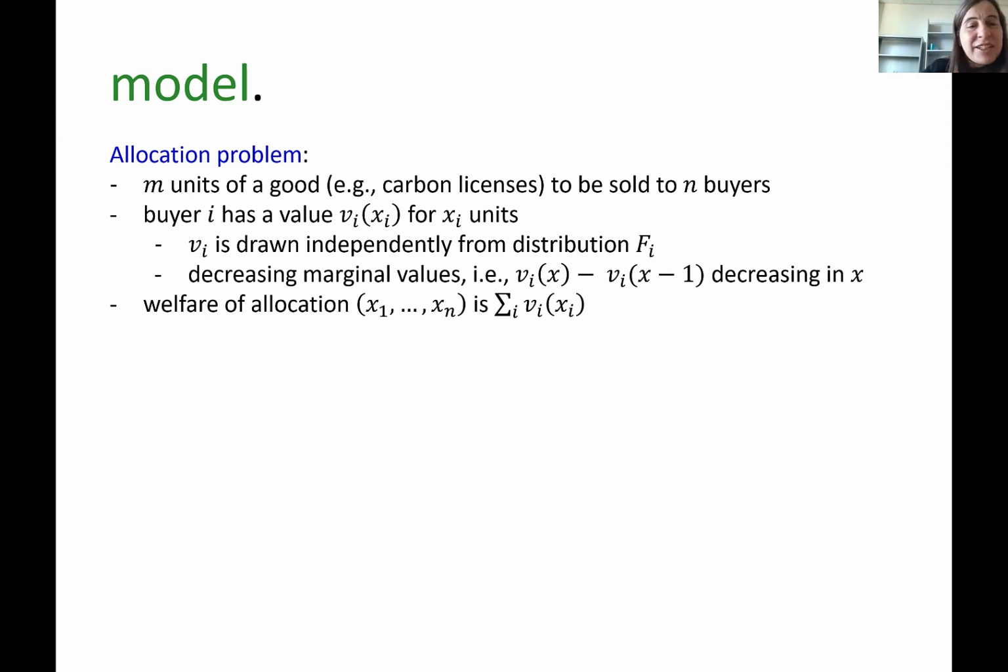The welfare of an allocation, the thing that I'm trying to optimize here, is this: after the whole market has concluded, each firm is going to be holding some number of licenses, x_i, and what I'd like to do is maximize the sum of the values for these licenses.